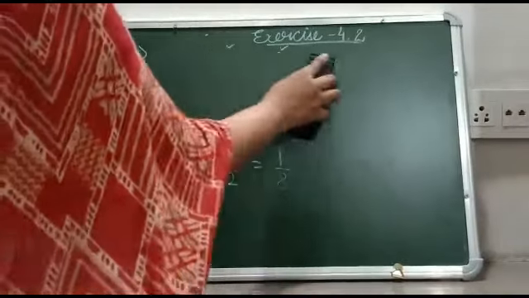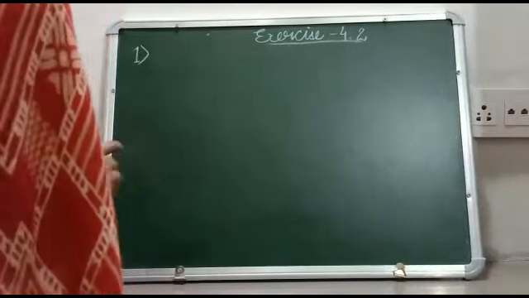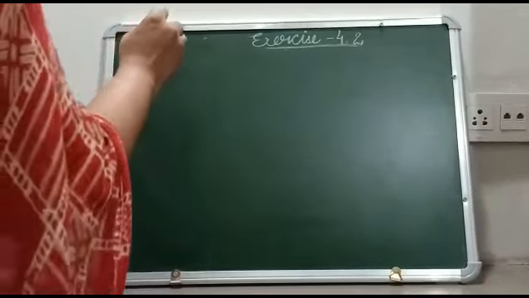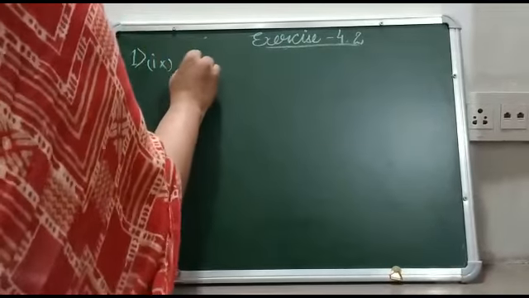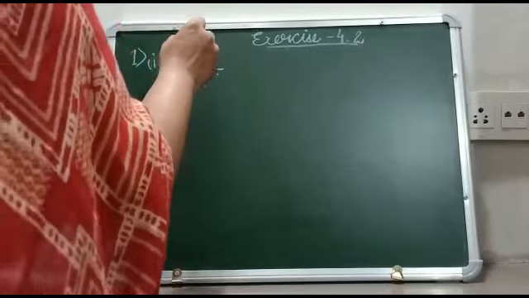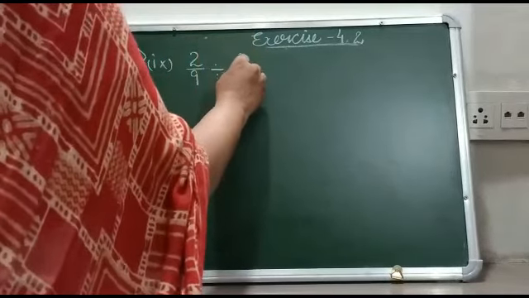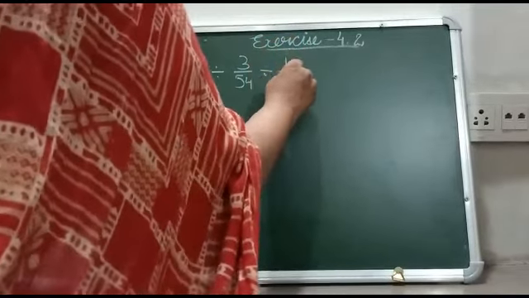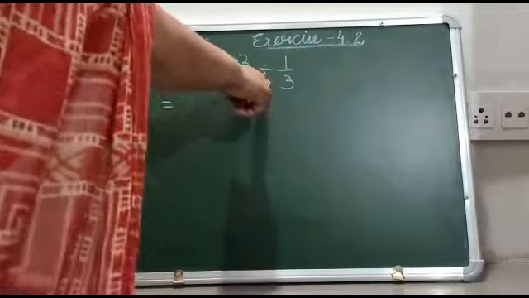Now come to its ninth part. That is 2 upon 9 divided by 3 upon 54 divided by 1 upon 3. Again we are having two signs of division.